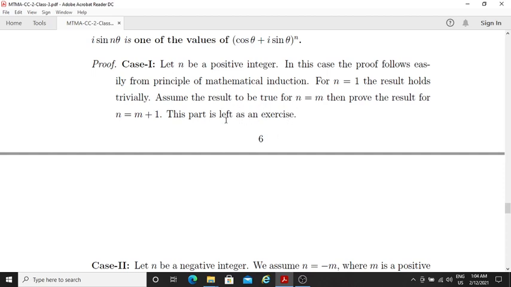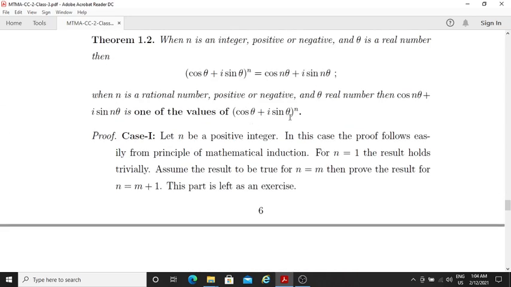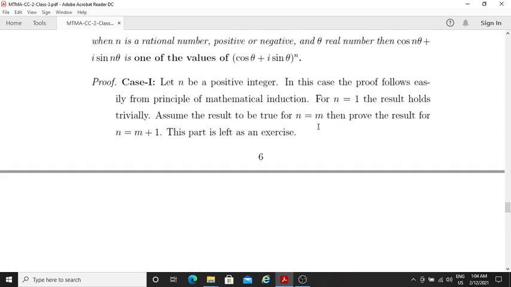just because you have to brush up your memories of mathematical induction also. So try it. If you can't, then I will definitely do it. Okay, so for n equal to a positive integer, this thing is true.